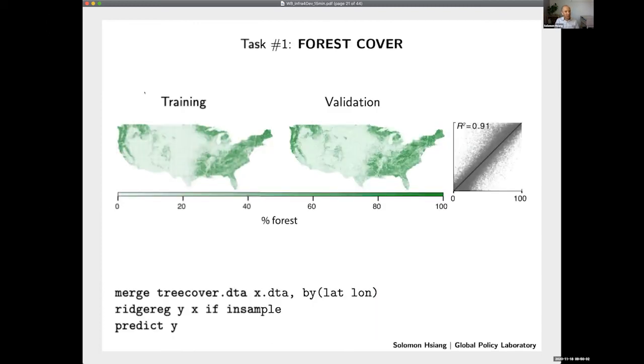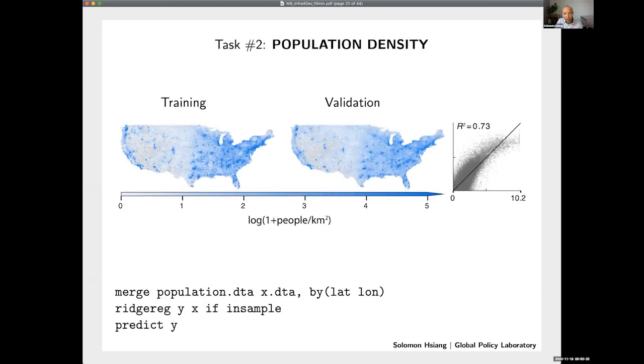So we take it to the United States, and what I'm showing you here is two things. On the bottom is the sequence of steps a user would take in order to use the material. You merge the data, so you have some tree cover data, you merge it with this table of X's, you run a ridge regression, and you do some prediction. On the left is the training data, on the right is validation data. What we see is we get really high performance across the continental United States at tree cover. And what's cool is we then take the same set of variables without doing anything differently, and we can predict population density at a high level of fidelity, again across the United States.